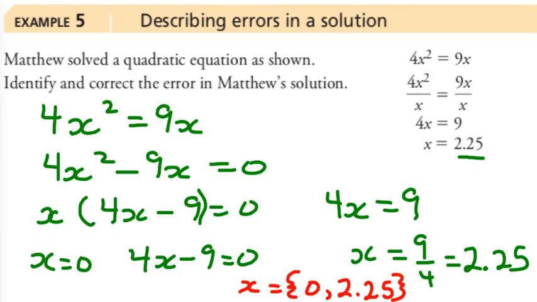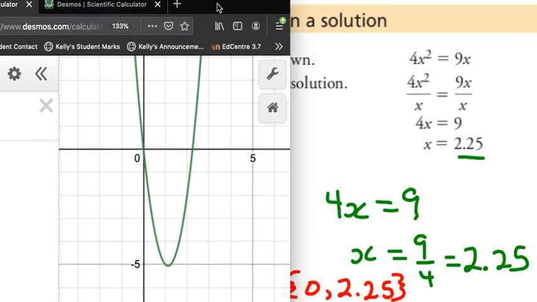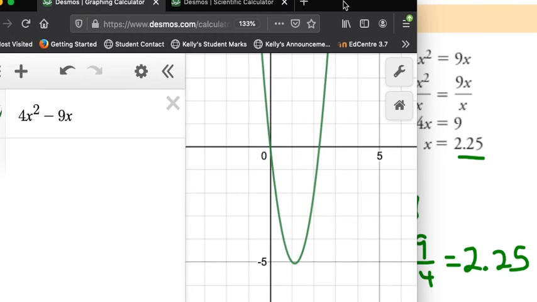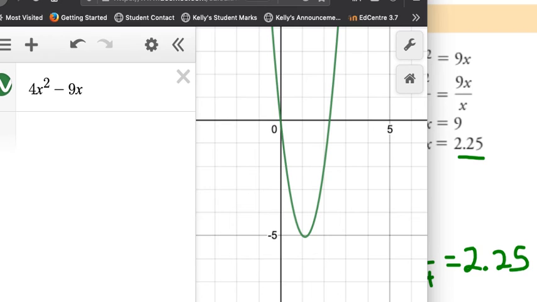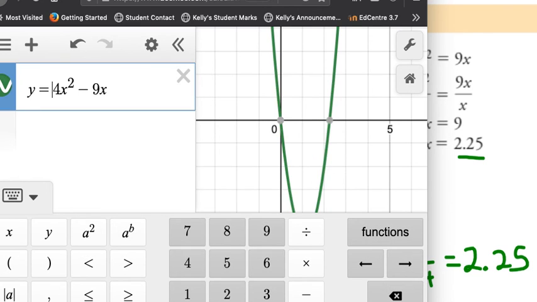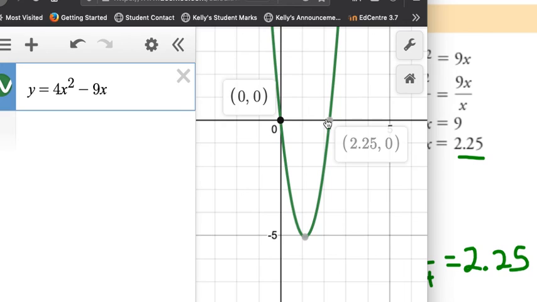So one of the things we can do is check our work by graphing. Throwing it into a graphing calculator or a program like Desmos, you can have y equals 4x squared minus 9x, and we can see one of our roots is 0, the other root is 2.25. So that agrees with what we found by doing it by factoring.